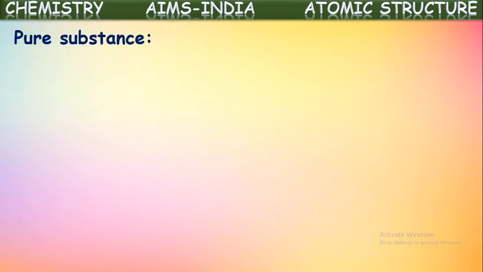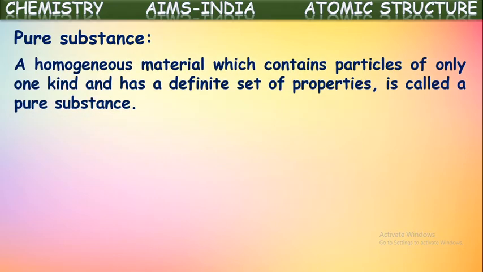First, let us talk about pure substances. A homogeneous material which contains particles of only one kind and has a definite set of properties is called a pure substance. Yes, the substance which contains only one kind of particles is called a pure substance, to say simply. Definitionally, a homogeneous material which contains particles of only one kind and has a definite set of properties is called a pure substance.